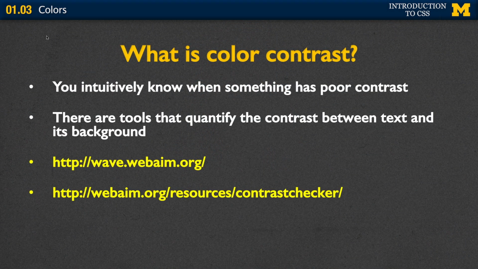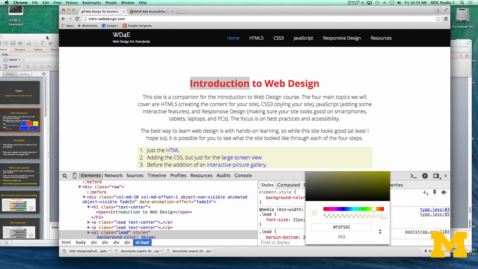And what color contrast is, is when you look at a page, is the text on a good color for the background? Most of us intuitively know when something has really poor color contrast. We're squinting at it. But to be honest, very few of us know what the really exact level is of where you need to go. So what you can do is use different tools to help you quantify the contrast between text and its background color. I've put in two links here, the wave.webaim.org and the Wave Contrast Checker. And I'm going to show you just a quick example of how you can use these to check a page.